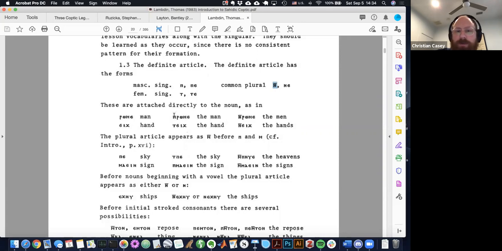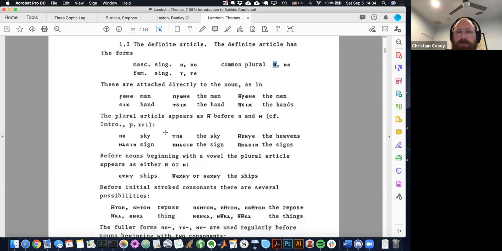So for the singular, we use pa. For the plural, we use n. Same thing with a feminine noun, chij. Chij is the hand singular, and enchij is the hands plural. There is some assimilation especially in the plural article.